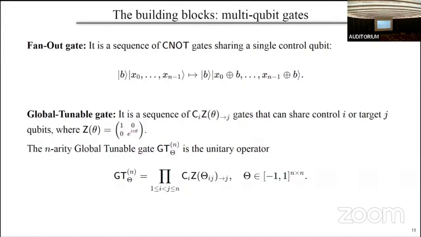And the other one is called the global tunable gate. It's basically a sequence of control-Z gates with some phase. So instead of having many CZ gates separately, you can combine all of these commuting gates into a single gate we call GT, or global tunable gate. So these are gates we're going to be assuming that we can perform with constant cost.